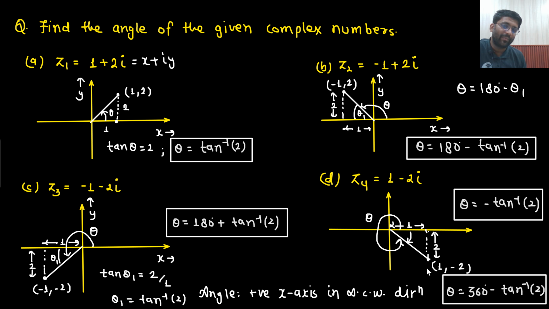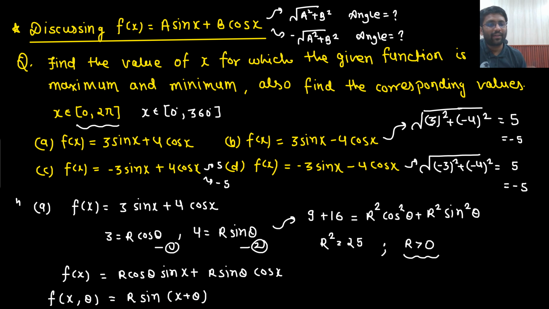In the fourth quadrant it will be minus tan inverse something. Right? And this is the thing that we remember for maxima. For minima, what will happen? Either you add a plus pi or you add minus pi. That's it, job done.